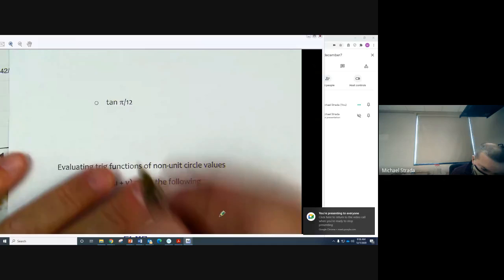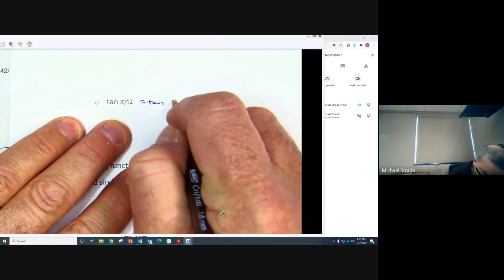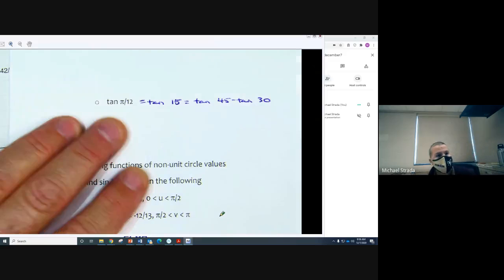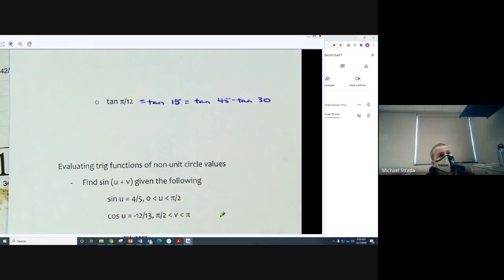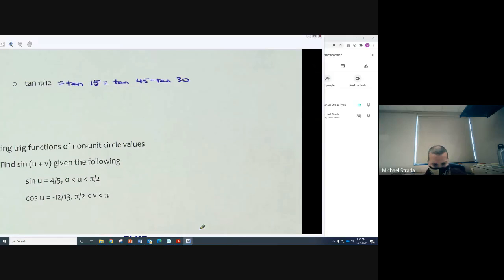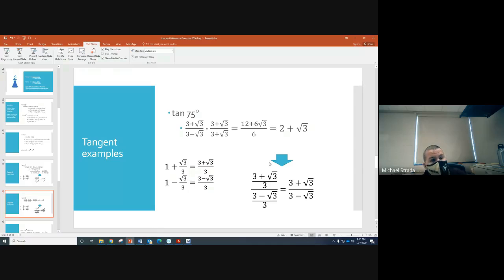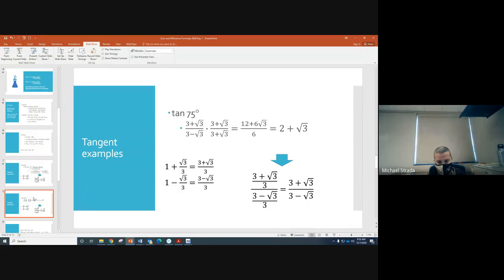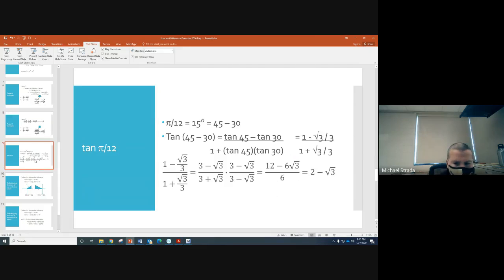Tangent of pi over 12 equals the tangent of 15 equals the tangent of 45 minus the tangent of 30. Oops, maybe I should actually show that to you. There you go. So that's what it looks like. All right. Everybody good with that? Okay. So this becomes the tangent of 45 minus the tangent of 30 over 1 plus tangent of 45 tangent of 30.